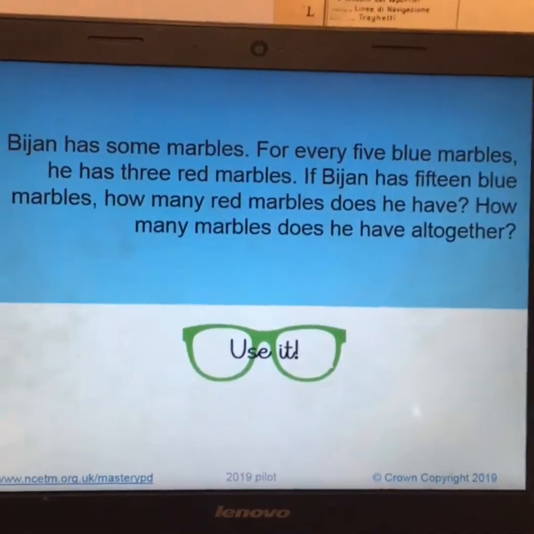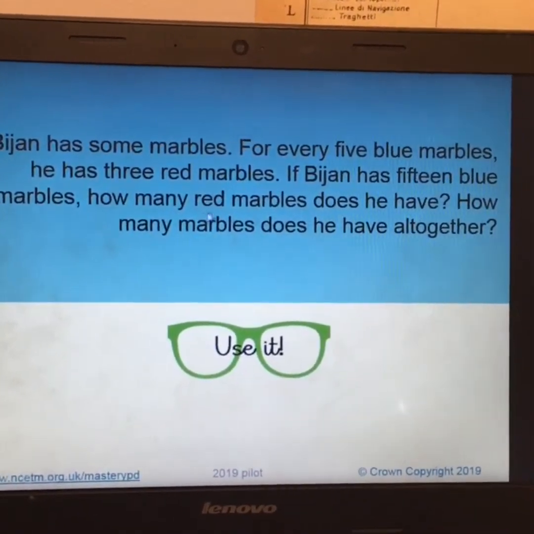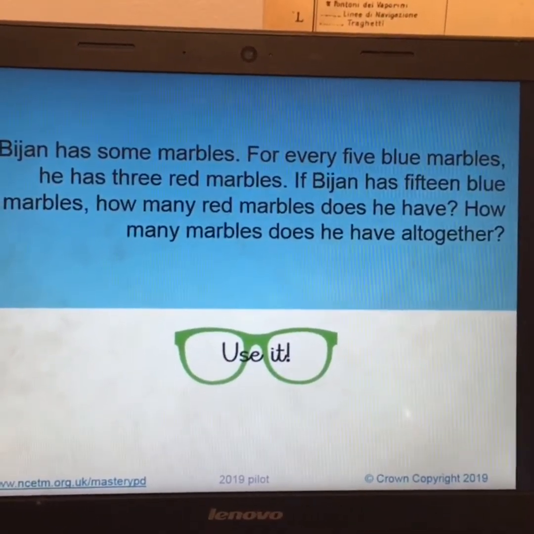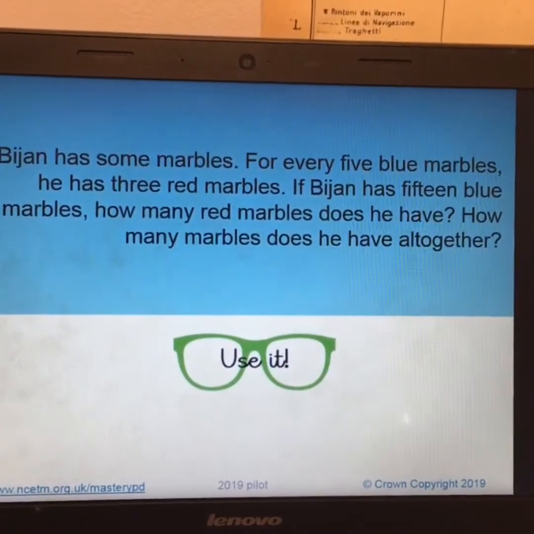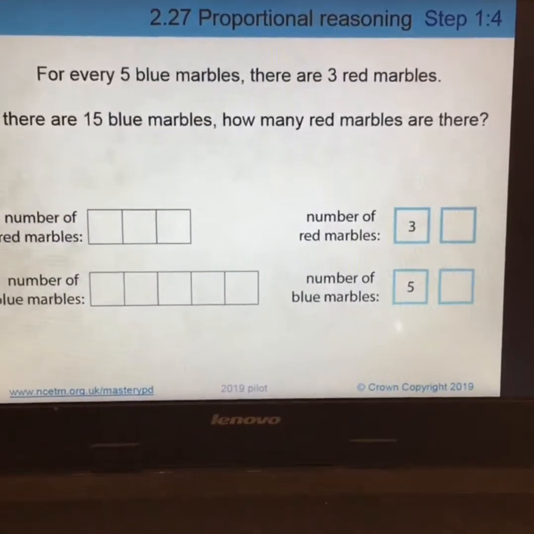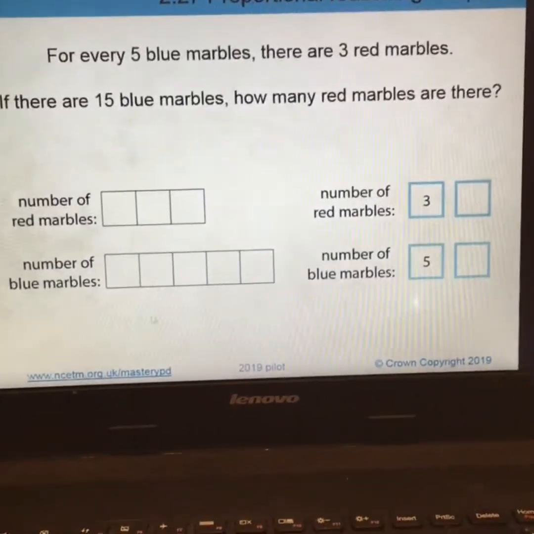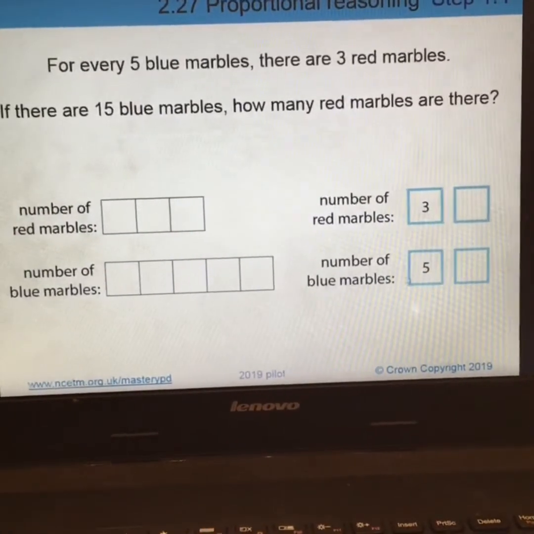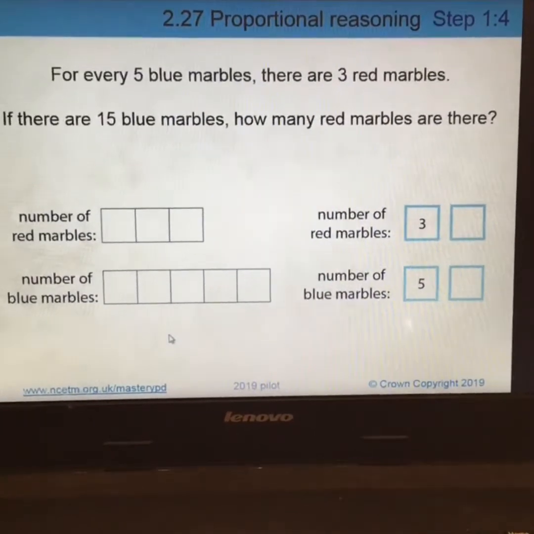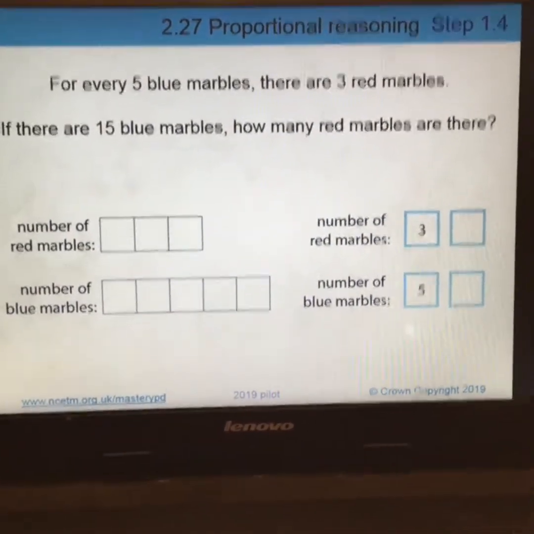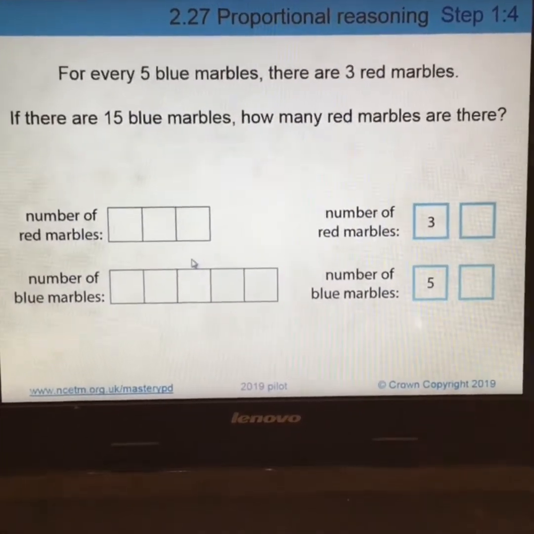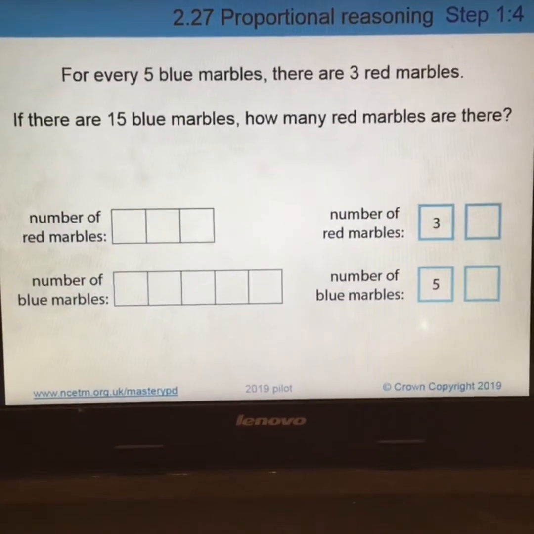Next one. Bijan has some marbles. For every 5 blue marbles, he has 3 red marbles. Write that ratio down. If Bijan has 50 blue marbles, how many red marbles does he have? And how many marbles does he have altogether? So here we've got the question at the top. We've got the bar model way of representing it over here. Here we've got the way that we're used to doing it, apart from it's horizontal, not vertical. And you'll see this sometimes in questions, okay? We're trying to show you different representations of the same thing to really improve your mathematical understanding, so that if you see it represented a different way, you know it's still ratio and you won't be confused by it.